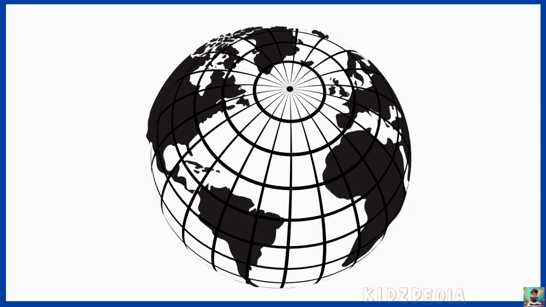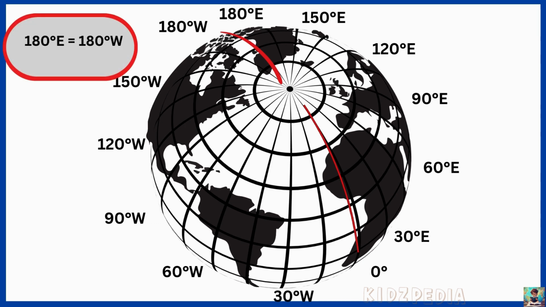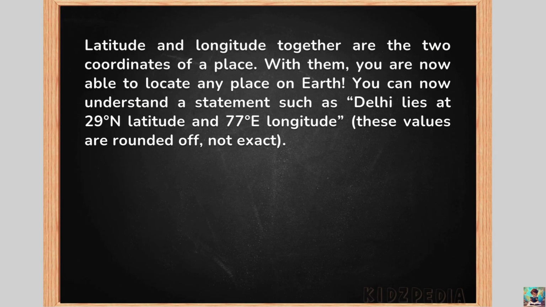On the globe, you will notice that 180 degrees west and 180 degrees east are actually the same line. That's because 180 degrees west and 180 degrees east meet on the exact opposite side of the prime meridian. So instead of calling it 180 degrees east or 180 degrees west, we just say 180 degrees. Latitude and longitude together are the two coordinates of a place. With them, you are now able to locate any place on Earth.